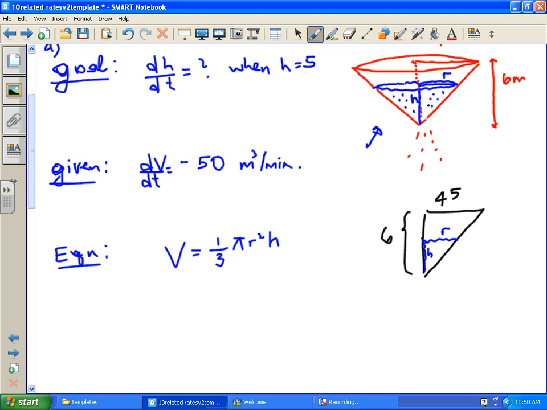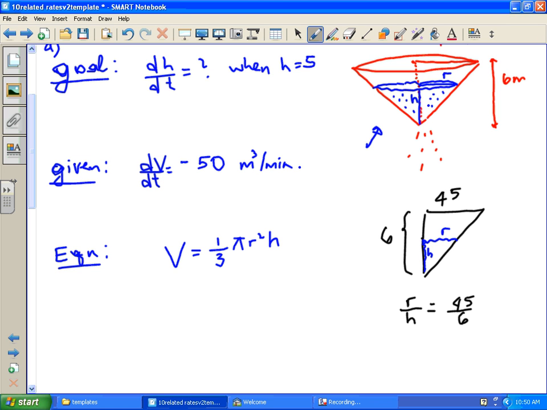So there are several ways to do it. You could say r over 45 equals h over 6. Or you could say the ratio of r over h in the small triangle equals the same corresponding ratio in the big triangle, which would be 45 over 6. Either way you go, you're going to be able to continue the problem just fine. So you can use either ratio that you prefer.